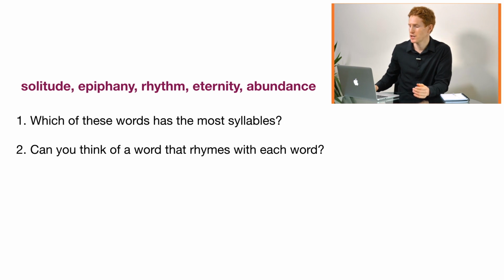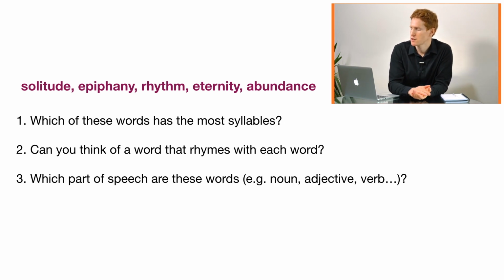And then we move on to question number 3. Which part of speech are these words? So part of speech means adjective, noun, adverb, verb. In this case, we have solitude, noun, epiphany, noun, rhythm, noun, eternity, noun, and abundance, noun. So they're all nouns, but you might have adverbs or adjectives or verbs that you're trying to learn. Now, you don't need to write down the answer to these questions, although it probably would help for your ability to remember them. But it's not necessary.